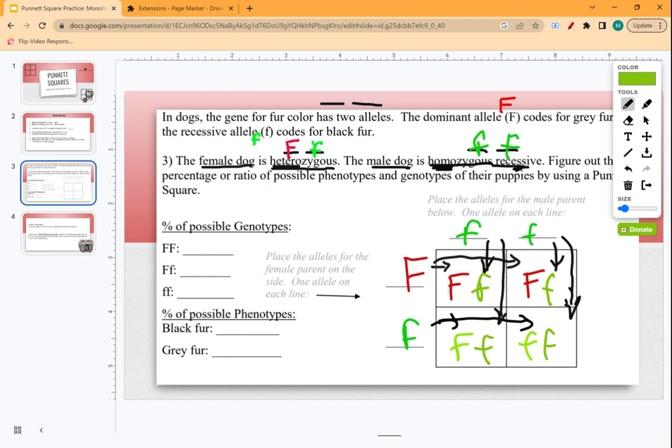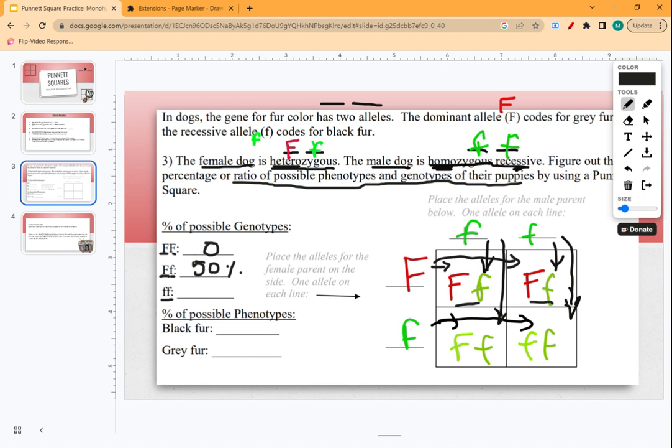And so when you're looking at the offspring, the final question is asking for the ratio or percentage of possible phenotypes and genotypes of their puppies. These are all their puppies inside the Punnett Square. How many do we see being big F, big F? None, right? So that's 0. How many do we see being big F, little f? We see big F, little f, 1, 2. 2 out of the 4 times, which is half, right? And half in percentage is 50%.